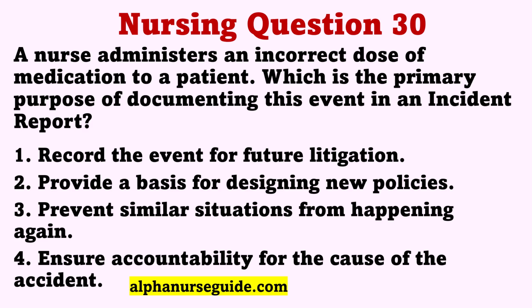Prevent similar situations from happening again. Risk management committees use statistical data about accidents and incidents to identify patterns of risk and prevent future accidents and incidents. Providing a basis for designing new policies is not the primary reason for incident reports. Although documentation of an incident may be used in a court of law, it is not the primary reason for an incident report. Although nurses are always accountable for their actions, accountability for the cause of an incident is the role of the courts.